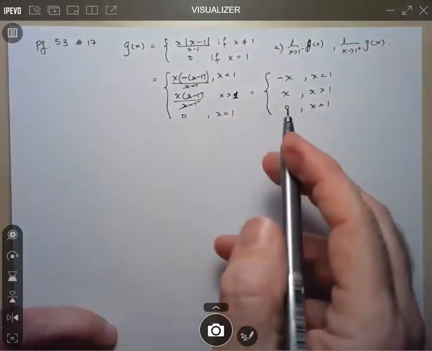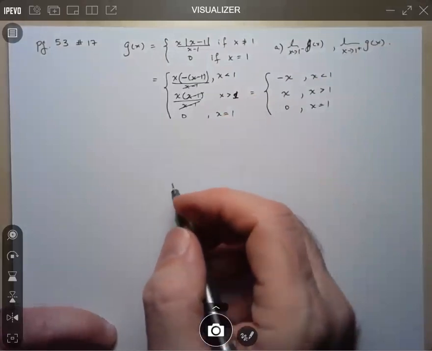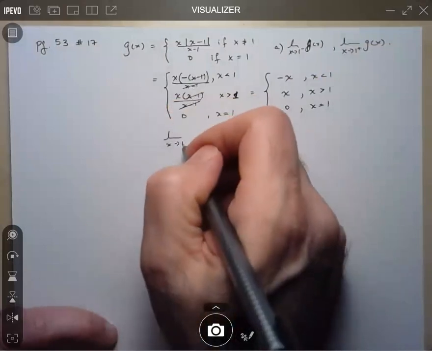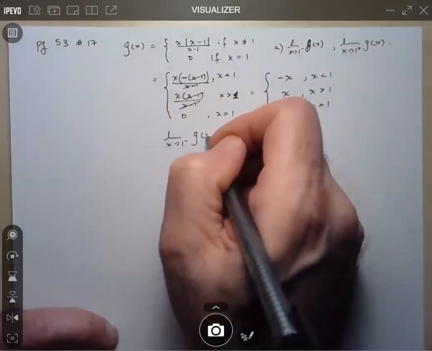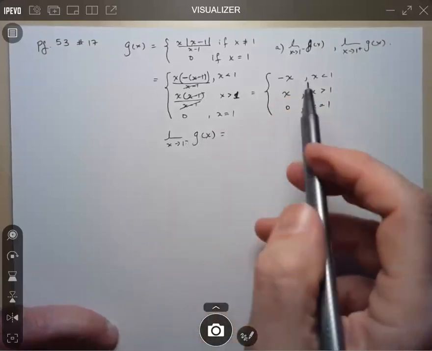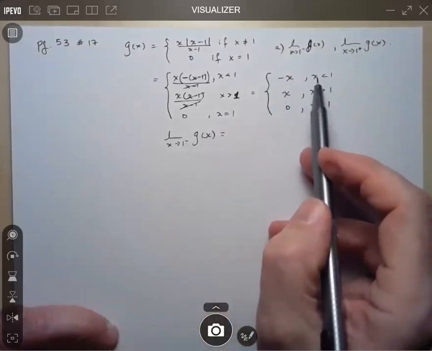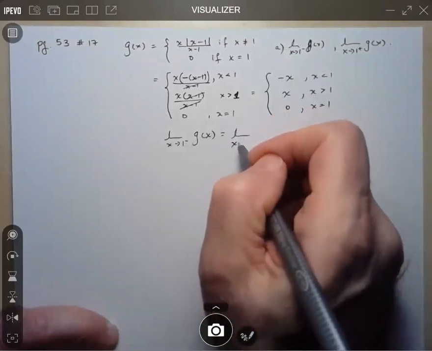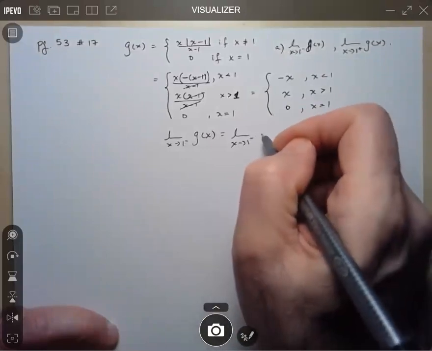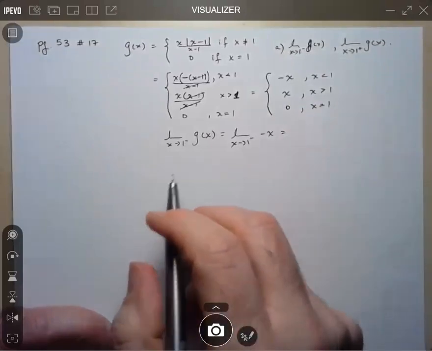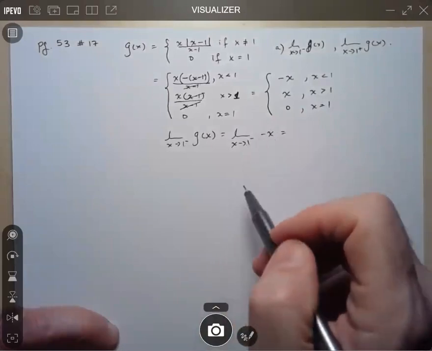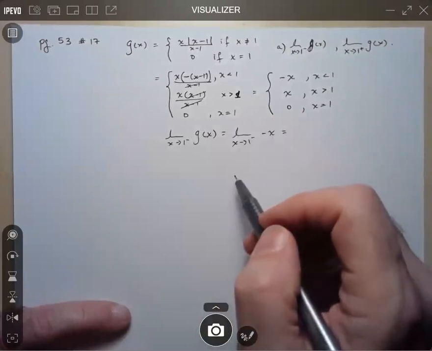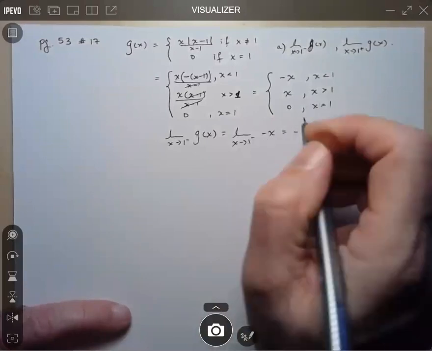Now you might be seeing already where this is going, because if I take the limit as x approaches 1 from the left, I'm interested in the portion of the function which deals with values less than 1, which would be negative x. And what does this approach? This is just a linear function, a polynomial, continuous, so the limit is equal to its function value, so that's just going to be -1.